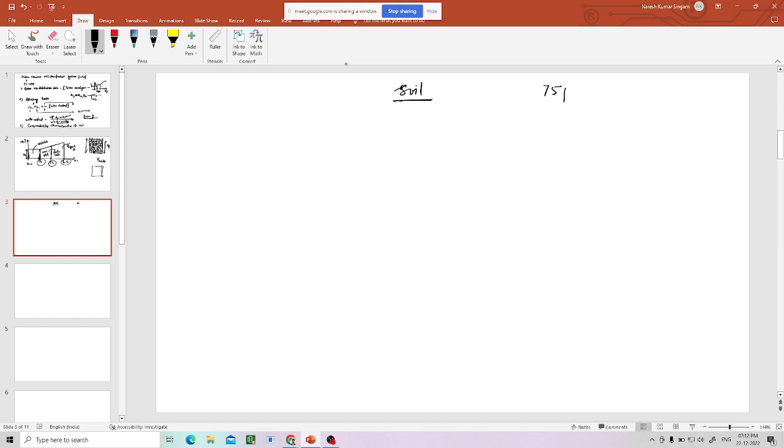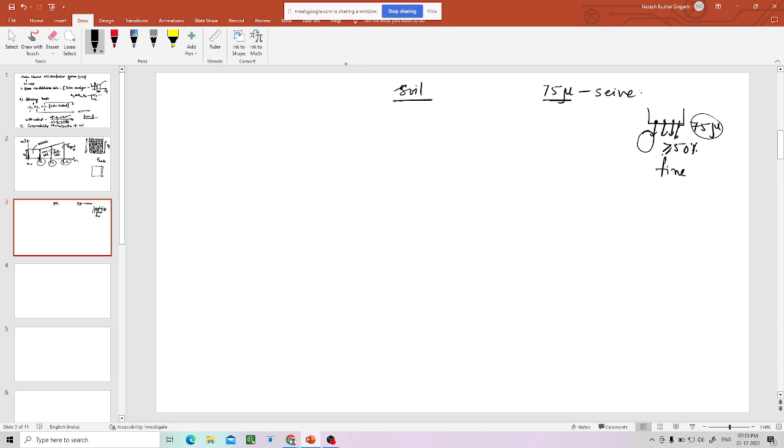You need a 75 micron sieve. You will sieve it. If this is 75 micron, and more than 50% is passing, greater than or equal to 50, that means it is finer. If the percentage of fines is greater than or equal to 50 for this 75 micron, that is fine grained soil. If it is less than 50, it is coarse grained soil. That's how we do it.